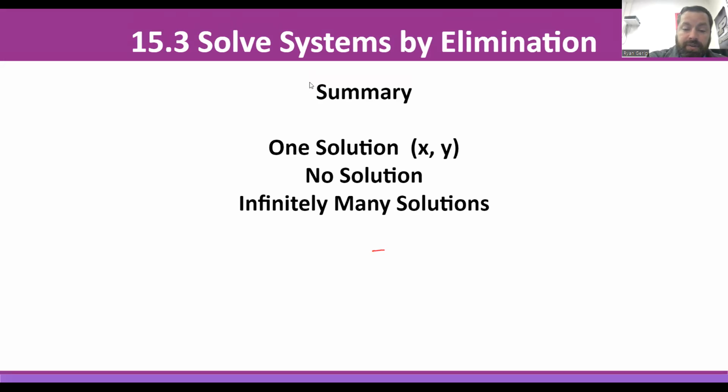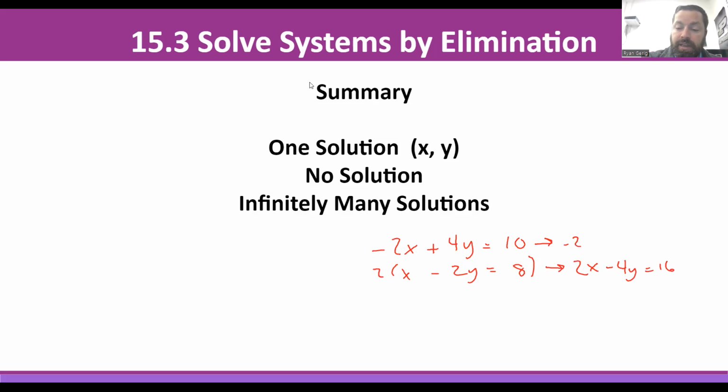So let's say we have -2x plus 4y equals 10. And then I have x minus 2y equals 8. Okay, I'm going to multiply this bottom equation by 2 to get things matched up. It's going to give me 2x minus 4y equals 16. Nothing changed on the first one, so I'm going to rewrite it to make things line up.